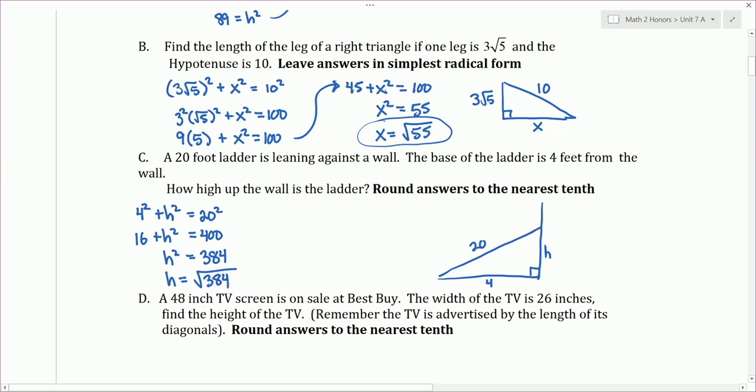Here it asks us to round our answers to the nearest tenth. So use a calculator and type in the square root of 384. Get 19.5959, and so on. But we're rounding to the nearest tenth. So 19.6. And we're talking feet.